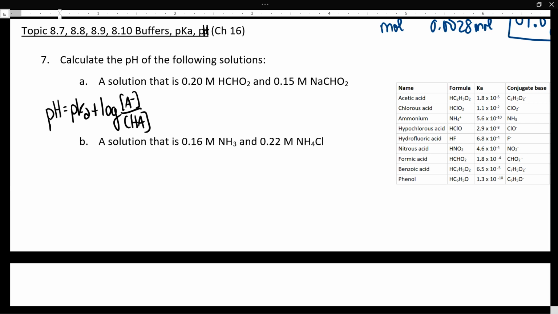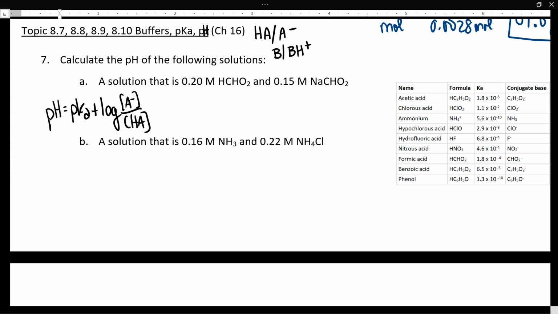And in this set of problems, we kind of give you a big spoiler when we say, hey, this is a buffer, but you won't always be told explicitly that it's a buffer. So you want to recognize when you have a buffer. And remember, a buffer is a combination of a weak acid and its conjugate base, or you could think of it as a weak base and its conjugate acid. That's what makes a buffer.